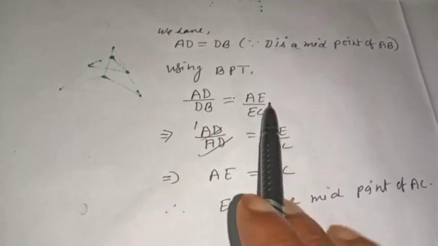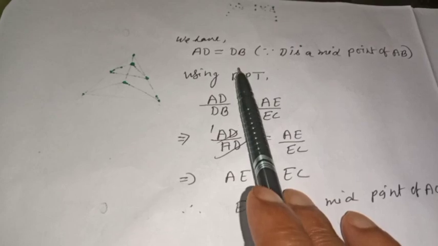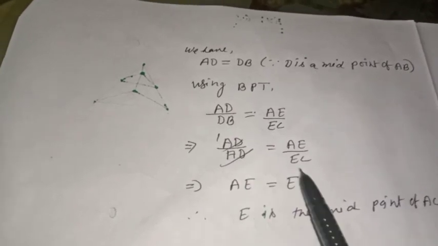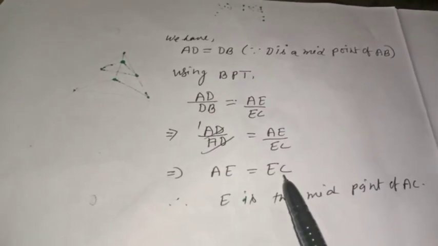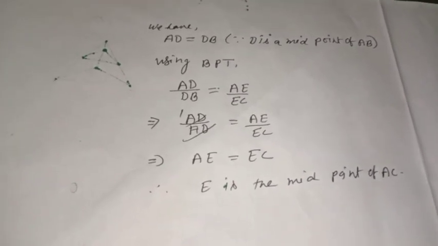AD by DB is equal to AE by EC. Now AD is equal to DB, already it is given in the question. If AD is equal to DB, since D is a midpoint, then you can replace DB by again AD. Now AD cancels, AD by AD is 1, so on the left-hand side you are getting 1 and on the right-hand side AE by EC. If you cross multiply, then you will get AE is equal to EC. AE is equal to EC means what? E is the midpoint of AC.